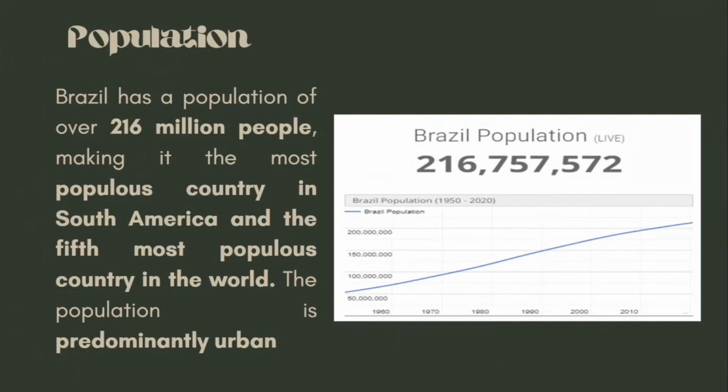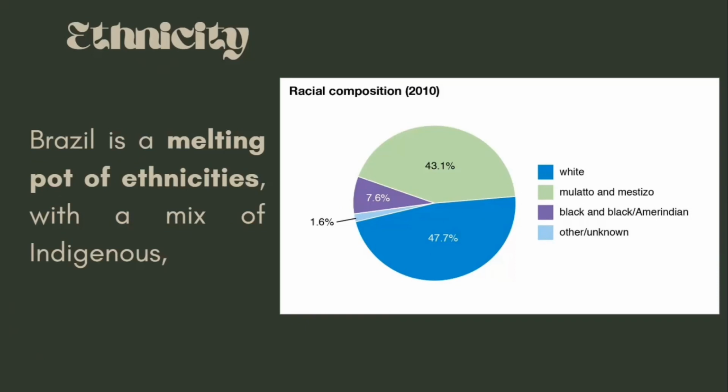Now, the population is actually predominantly urban, with more than 85% of the population living in cities. So, Brazil is actually known as a melting pot of ethnicities due to its diverse population that has been shaped by a complex history of colonization, immigration, and intermarriage. Now, this diversity is the result of a long and complex history that began with the arrival of indigenous people thousands of years ago, followed by colonization by the Portuguese in the 16th century, and the subsequent importation of African slaves to work on sugar plantations.